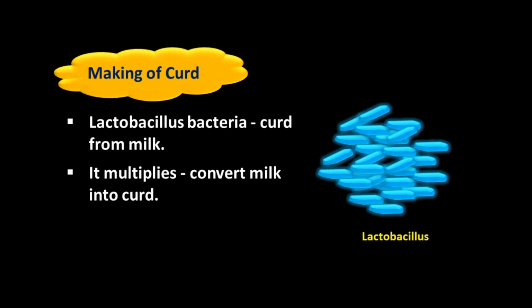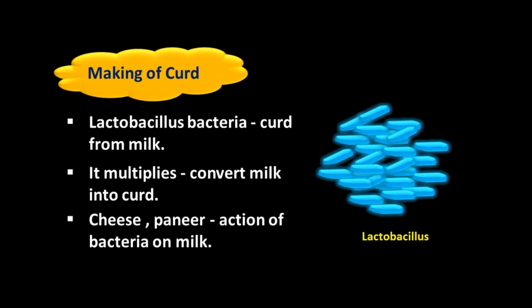Cheese and paneer are also made by the action of bacteria on milk. So Lactobacillus bacteria help in making curd, cheese and paneer. These types of milk products are made by using Lactobacillus bacteria. This is the action of Lactobacillus bacteria on milk for the formation of curd, cheese, paneer, etc.